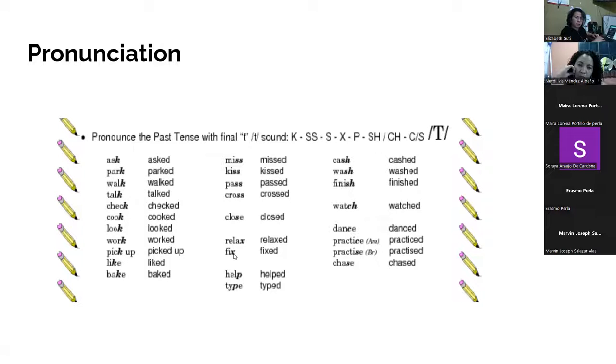So, for example, what is the past of fix? Arreglar. Fix. Fixed. Exactly. The past of help. Ayudar. Help. Helped. Exactly. So now you know.